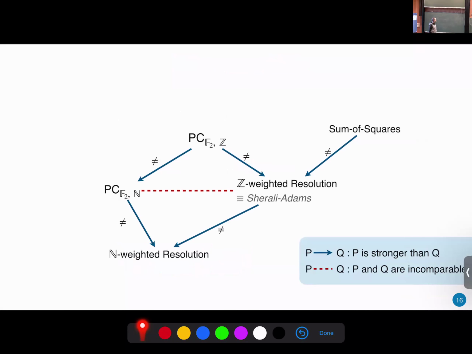Any candidate for lower bounds for PC over F2 plus Sherali-Adams, random formulas? Yeah, sure. Random formulas are always a candidate. But I was thinking of the bit pigeonhole principle. That would be much more probable. Or perhaps random formulas.